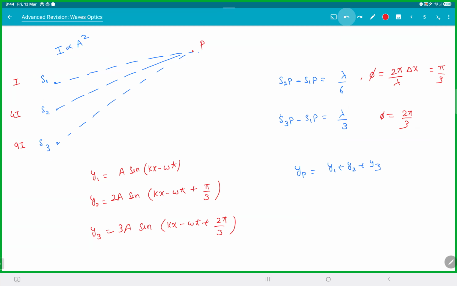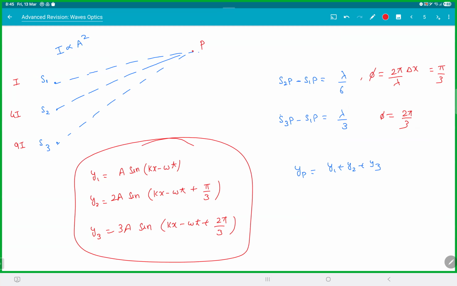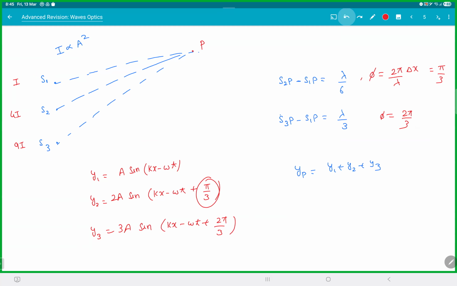Is everyone clear with these equations? The reason why we got this pi by 3 and 2 pi by 3 is because of the path difference. Because they are traveling different distances, it creates a phase difference between the waves. So if you take S1 as 0, compared to that, S2 will have pi by 3, S3 will have 120 degrees phase difference. All clear with that? Yeah, most of you got the answer. It was the same question which we did in the class notes. It's a good one.